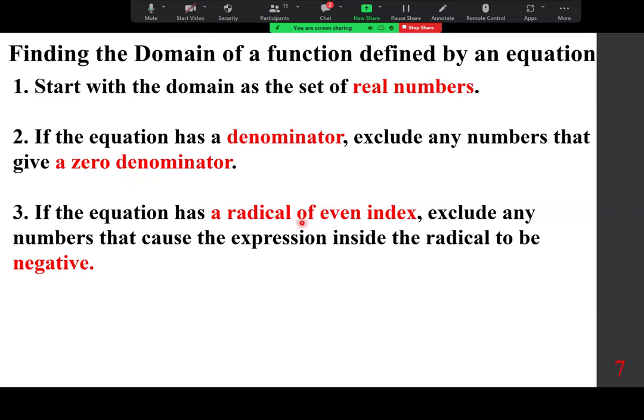Number three, if the equation has a radical of even index, exclude any numbers that cause the expression inside the radical to be negative. Notice two things that you want to exclude. If you have a fractional format, you set the denominator equal to zero and exclude it. That's the second part. If you have a radical format, if the index is odd, you have nothing to worry about. If it's even, what's inside the radical sign has to be non-negative.